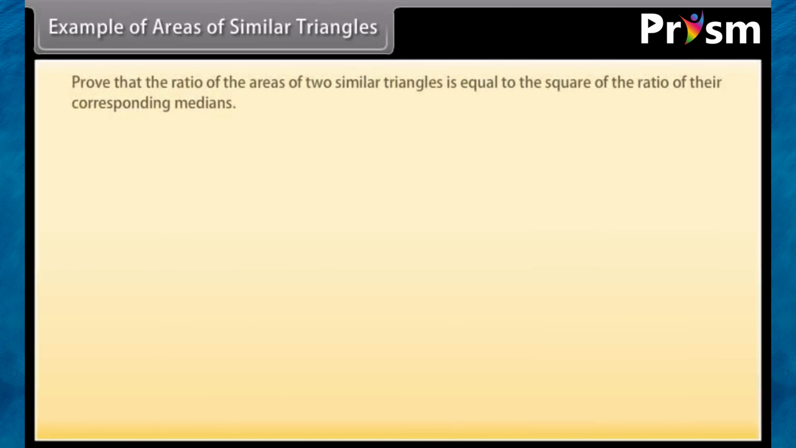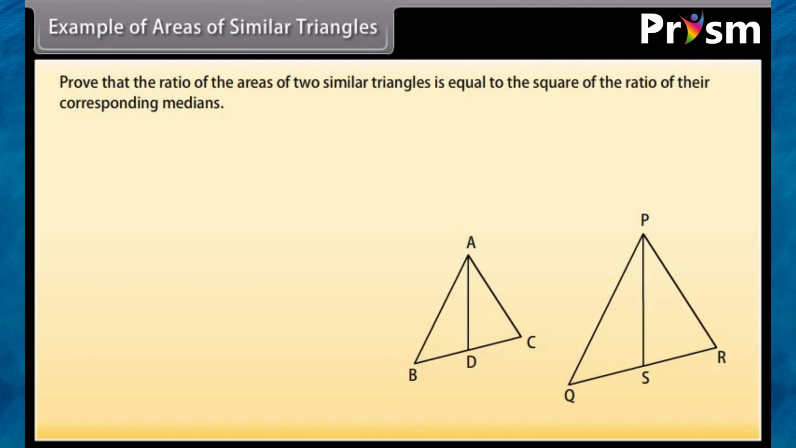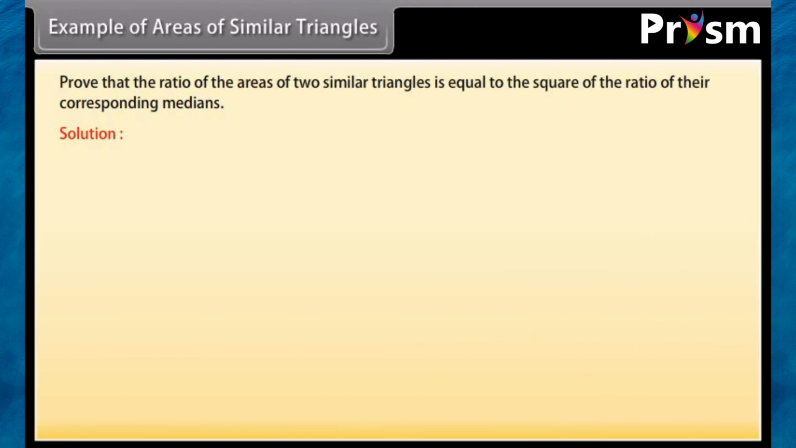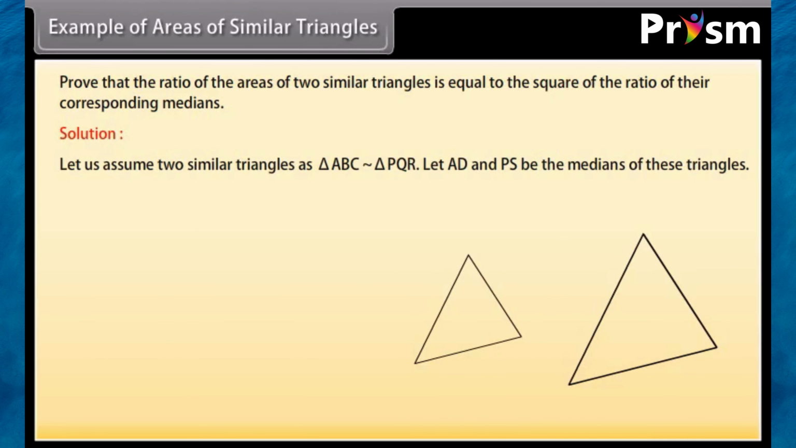Example: prove that the ratio of the areas of two similar triangles is equal to the square of the ratio of their corresponding medians. Solution: let us assume two similar triangles, triangle ABC similar to triangle PQR. Let AD and PS be the medians of these triangles.